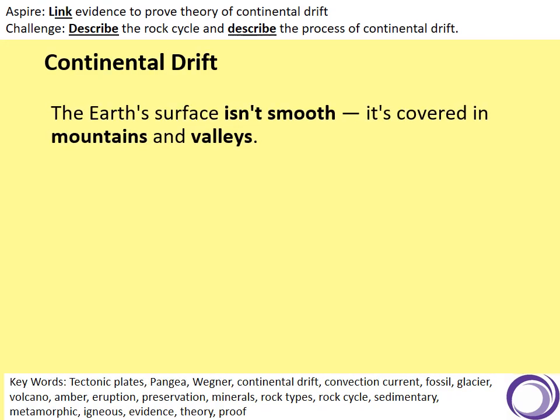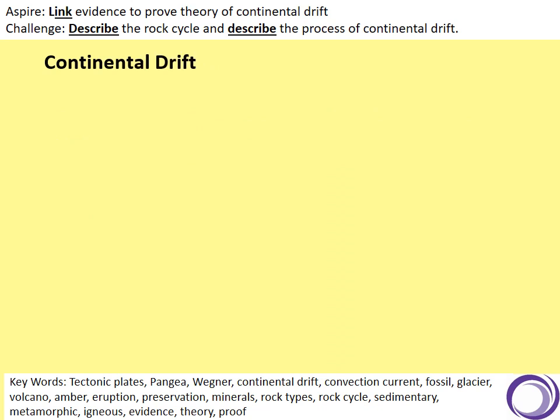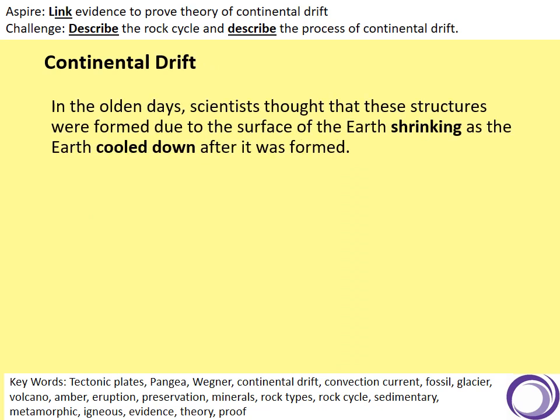So the Earth's surface, we know, is not smooth. It's covered in mountains and valleys all over our planet. And originally, in the olden days, scientists thought that these structures were formed due to the Earth shrinking as it cooled after it was formed many millions of years ago. You can see that kind of thing happening if you have custard that's really hot and it goes cold and it gets a wrinkly surface on. And that was their evidence for that. And it was the best theory that they could come up with the evidence that they had.